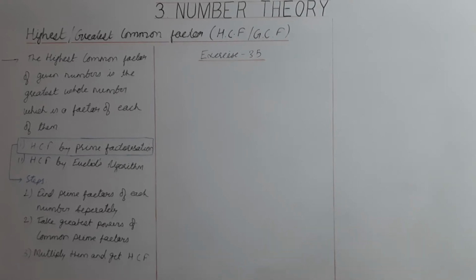We have two methods for finding HCF. First, the method of prime factorization. Second, HCF by Euclid's algorithm. In today's class, we are going to cover the first method, HCF by prime factorization. Steps are: first step, find prime factors of each number separately. The next step, take greatest powers of common prime factors. Then in the last step, the third step, multiply them and get the HCF.